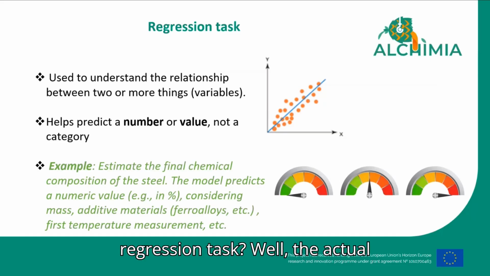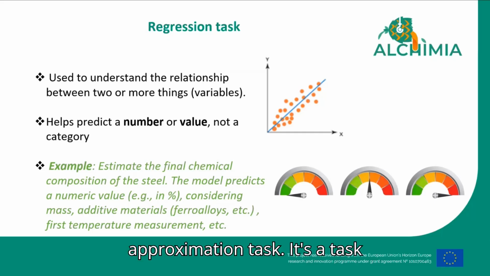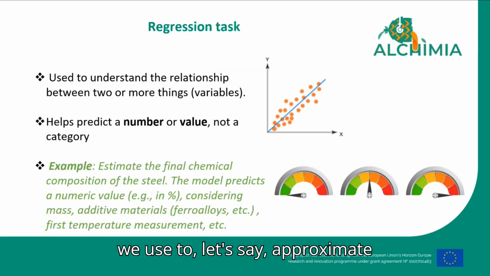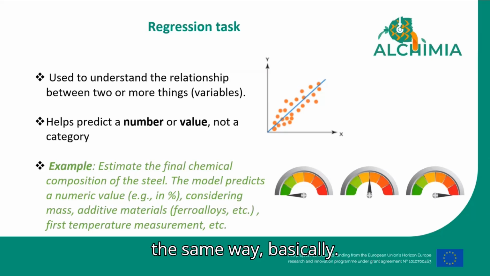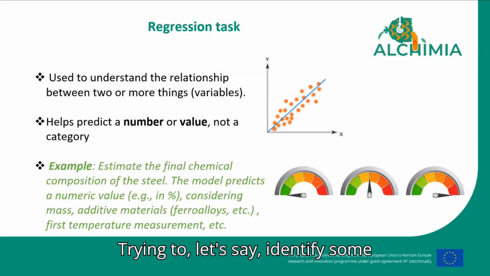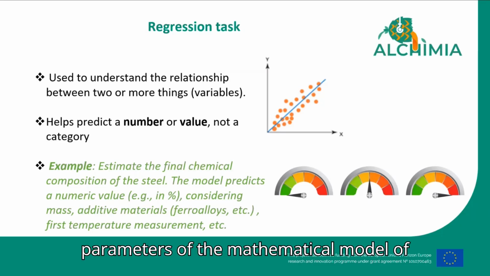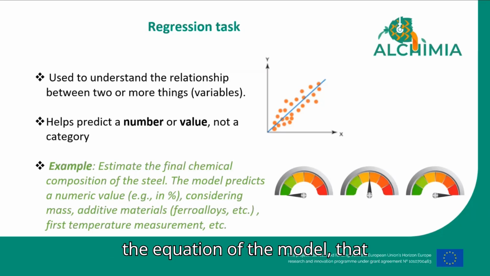What is a regression task? Well, the regression task, often called an approximation task, is a task where, if you think, let's say, of polynomials that we use to approximate some numbers, some behavior, artificial intelligence works in basically the same way. It tries to identify some parameters of the mathematical model, of the equation of the model, that minimize a certain error, some accuracy measure, and so on.